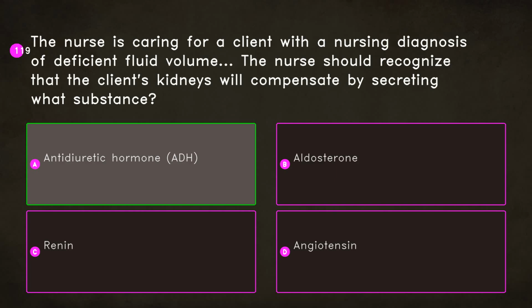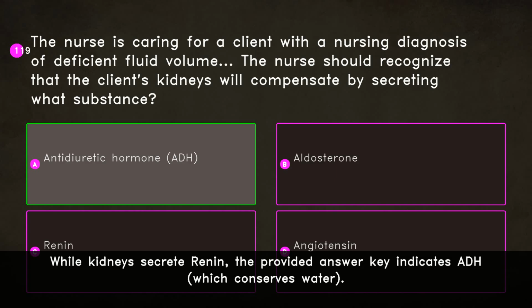The correct answer is antidiuretic hormone, ADH. While kidneys secrete renin, the provided answer key indicates ADH, which conserves water.